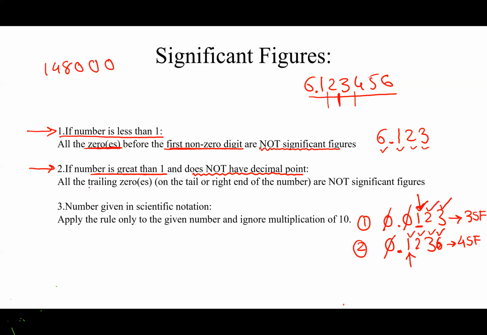Then what we can say, all the trailing 0. What do you mean by trailing 0? The ones which are present on the tail, or we can say on the right end of the number, are not significant figures. It means all the 0 which are on the right side of the number, in this case these are 3, are not significant figures. It means we are not going to count these as significant figures. So how many digits we are left with? 1, 2, 3. So the answer is 3 significant figures.